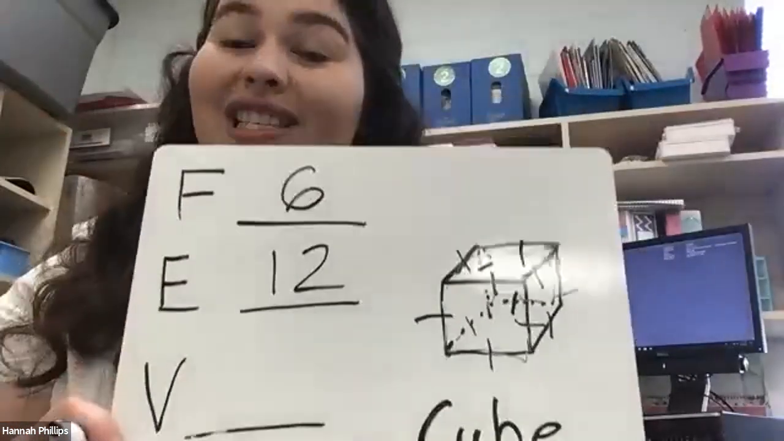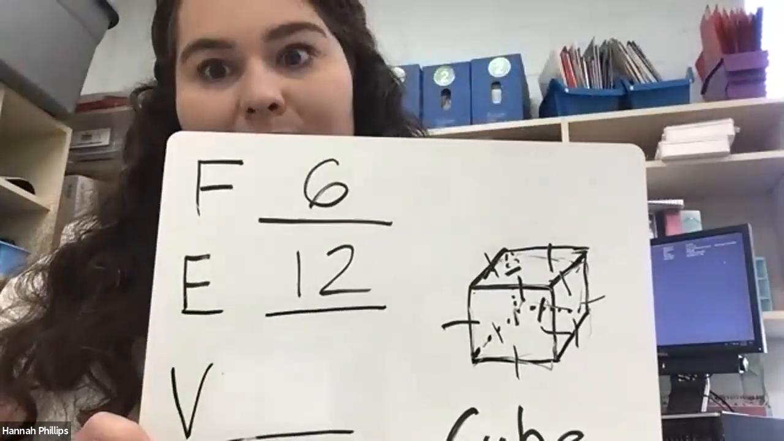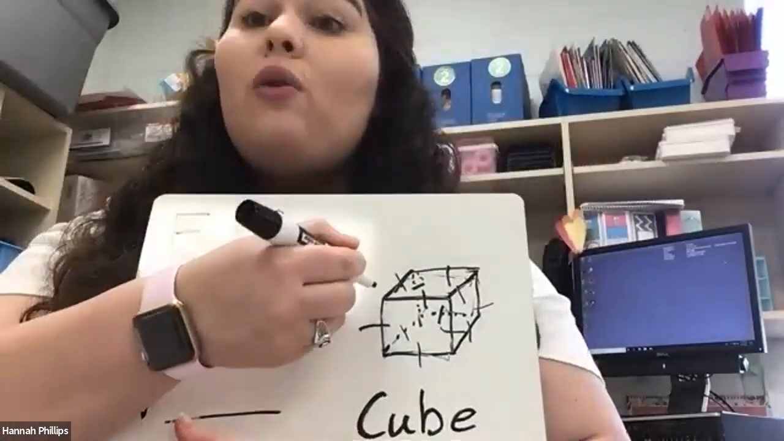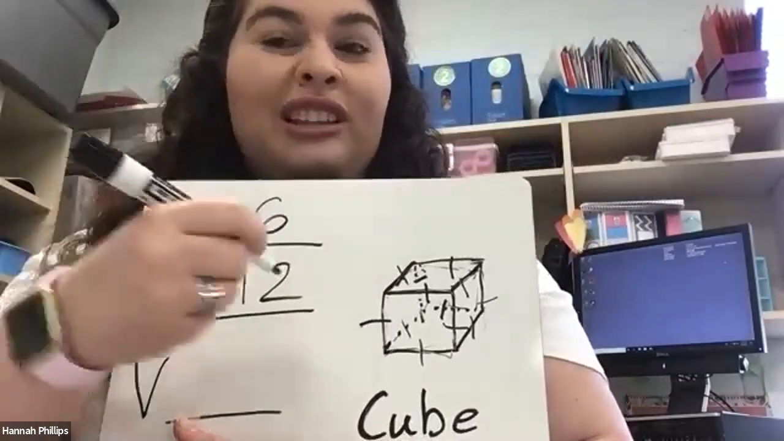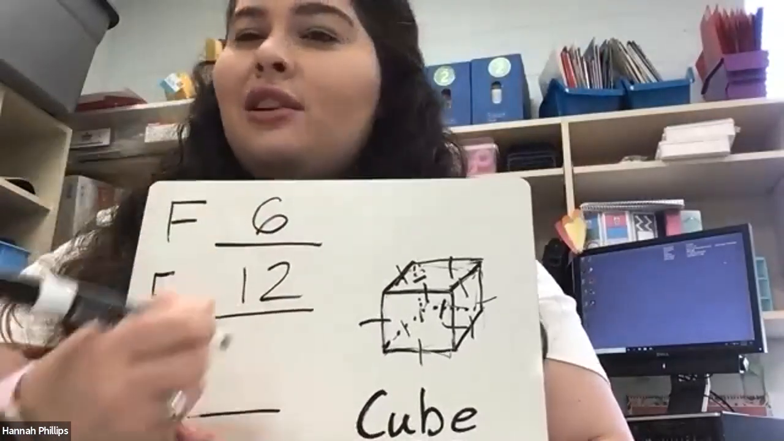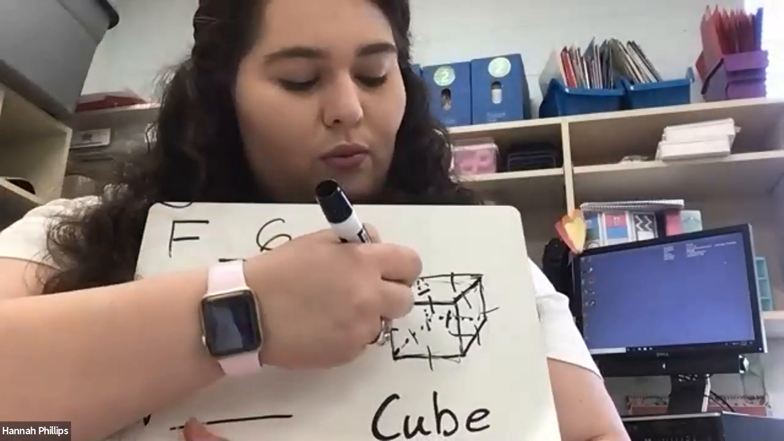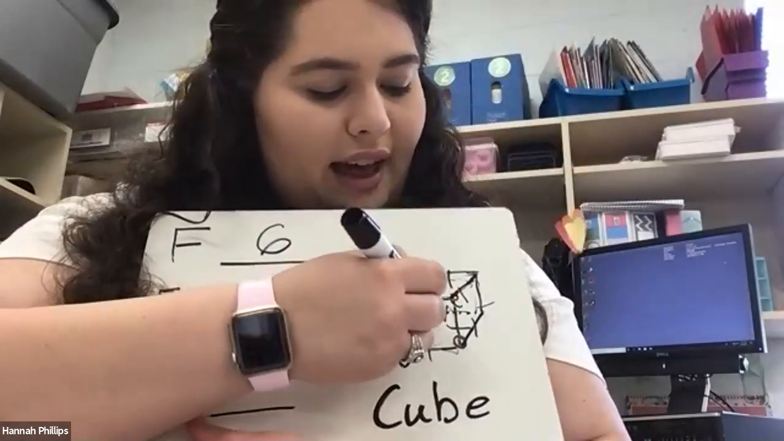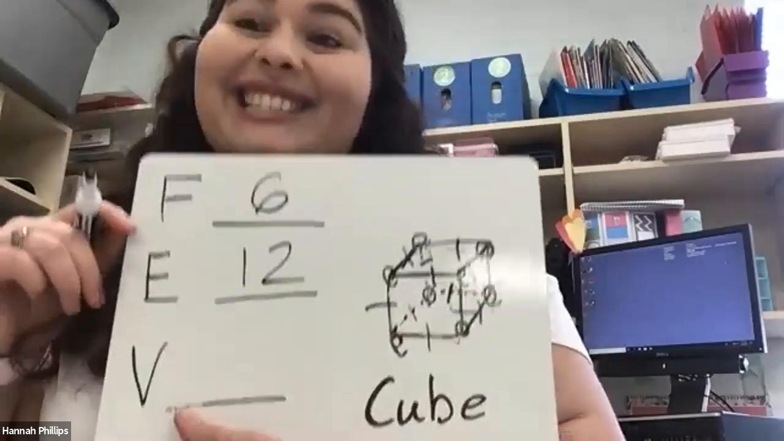Now, a vertice is a place where 3 or 4 lines meet together to form a point. Your vertices are going to be the pointy corners on your shape. When I label my vertices, I like to draw little dots or little circles. It's just easier for them to stand out and helps me see them better. So let's go ahead and do that. 1, 2, 3, 4, 5, 6, 7, 8. There are 8 vertices on your cube.